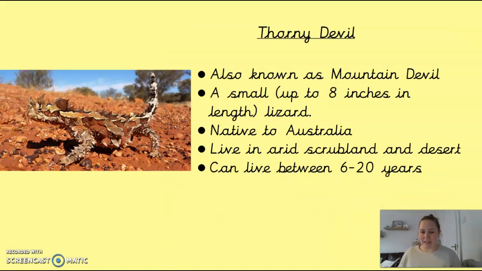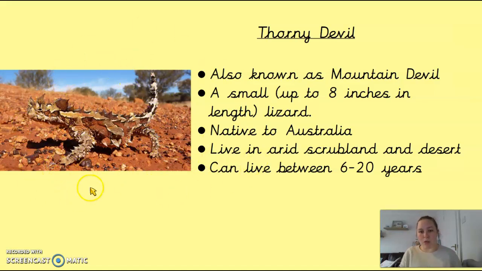Let's look at a different animal now. So this is an animal that lives in Australia. So it's a very, very different climate, a desert and scrubland climate. You can see that quite clearly he is camouflaged to that environment. You have to look quite closely to actually make out where this little lizard ends and where he begins.